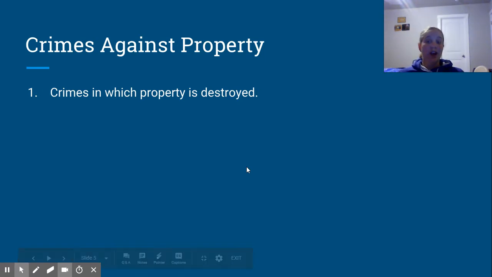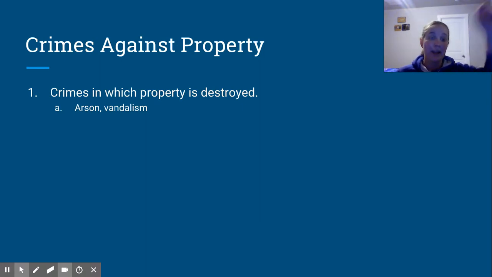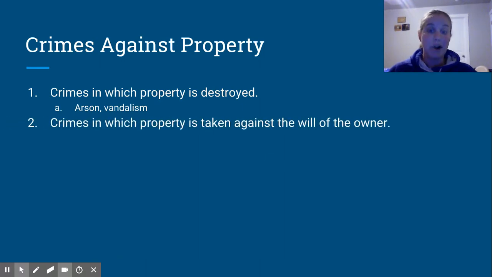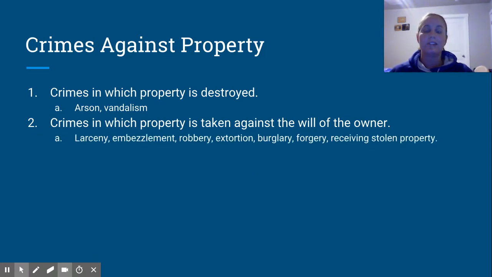So this includes crimes in which property is destroyed, and a couple examples of that are arson, when you burn down a house on purpose, and vandalism, when you take spray paint and go spray it all over a house. That's an example of a crime against property. There's also crimes in which property is taken against the will of the owner. This includes larceny, embezzlement, robbery, extortion, burglary, forgery, and receiving stolen property. So it's not just crimes against people, there's crimes against property as well.